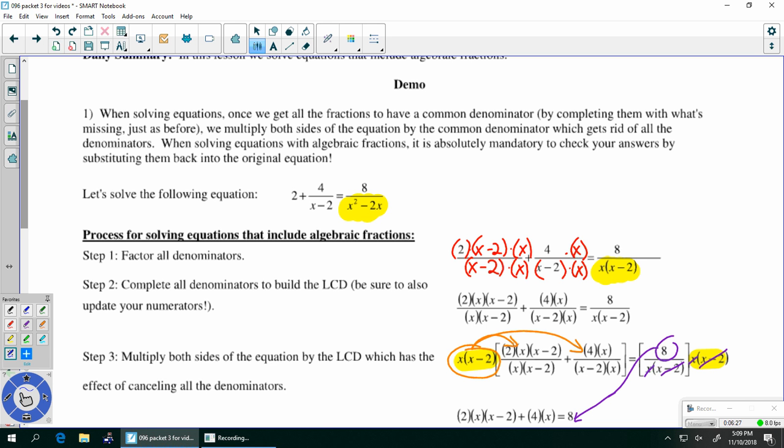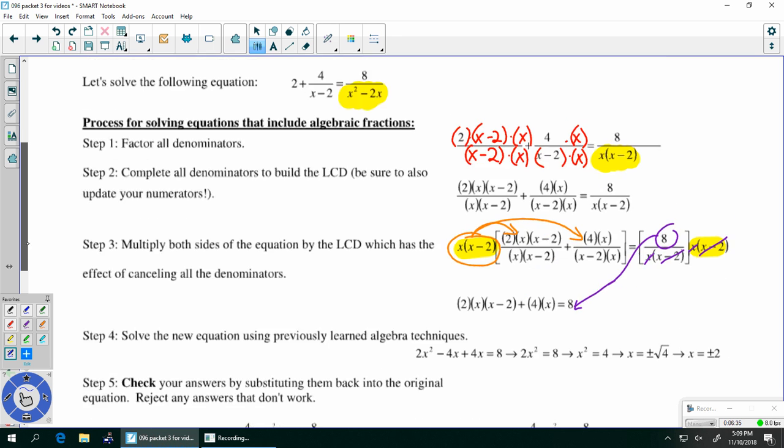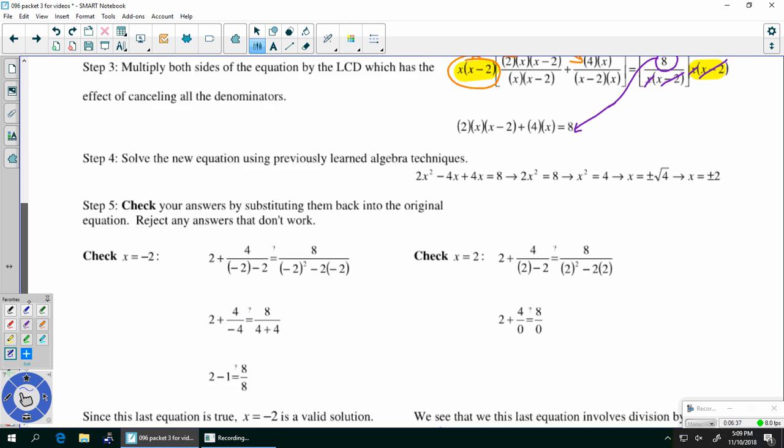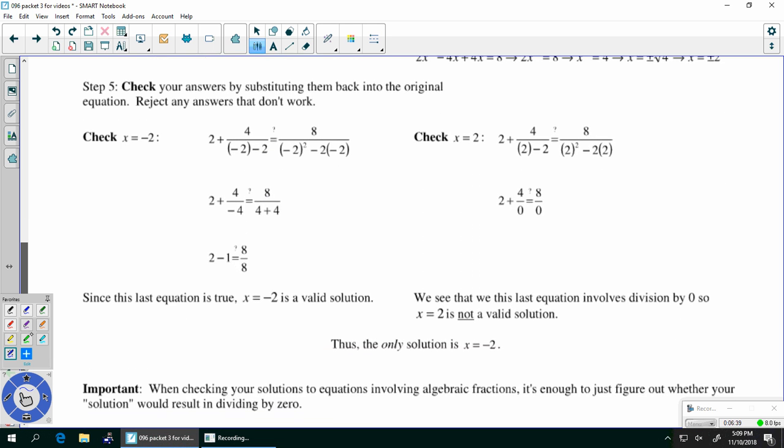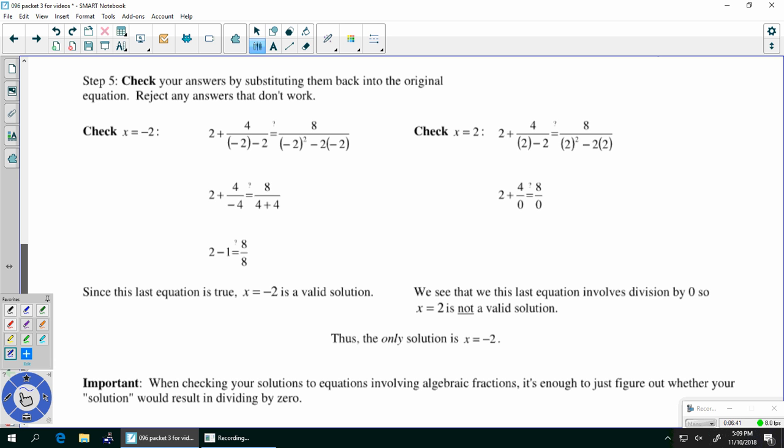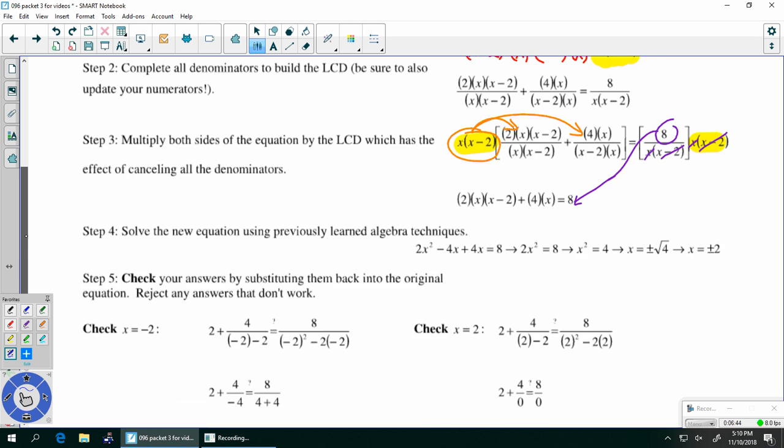When solving equations with algebraic fractions, it is absolutely mandatory to check your answers by substituting them back into the original. All right, so this was not mandatory, at least not for me, for the equations we solved this semester. But for the first and only time this semester, it is mandatory to check your answers.